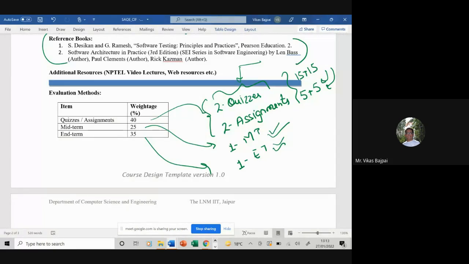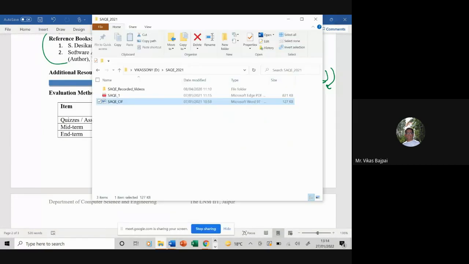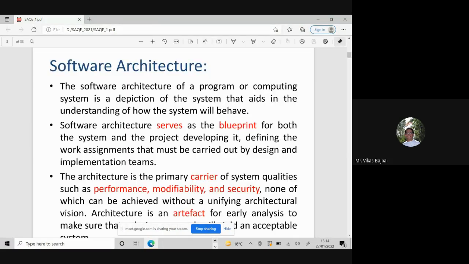So any doubts up till now? Any inputs? See, if you have anything related to the evaluation part, or any input related to teaching, all your points are welcome. Fine. So let's go ahead with the discussion.